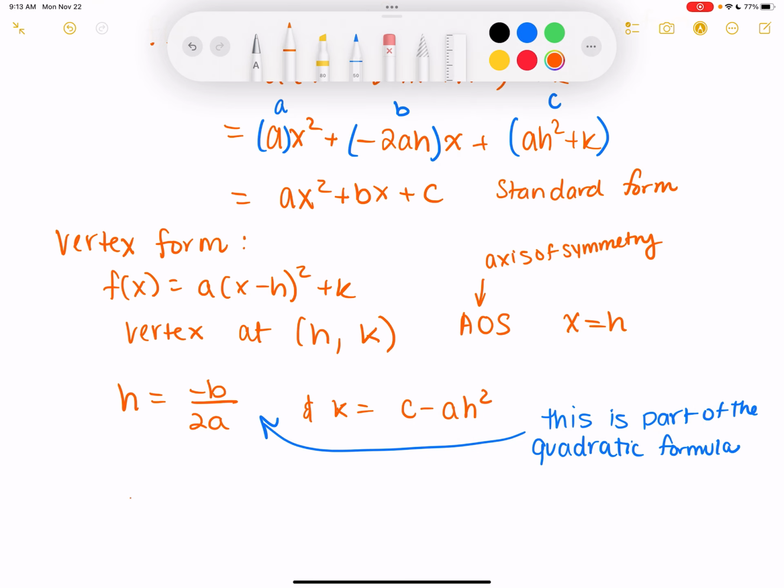When a is greater than 0, it opens up. When a is less than 0, it opens down.